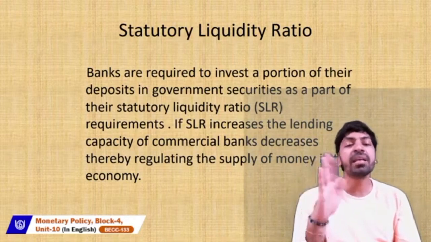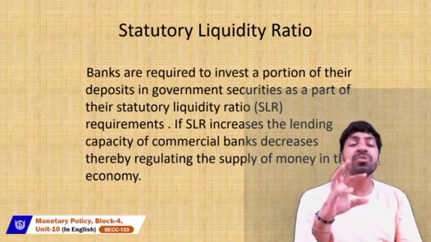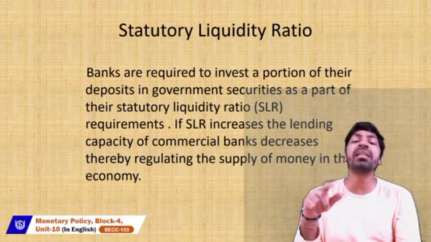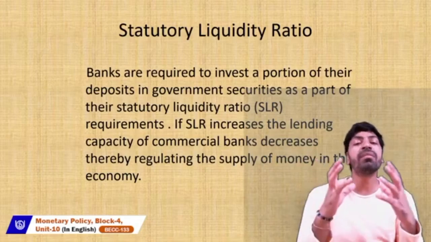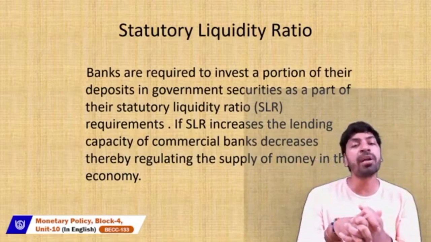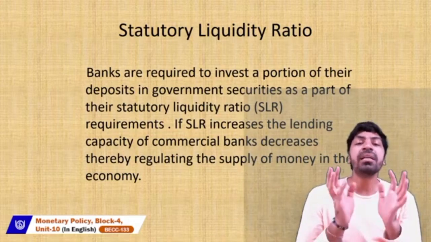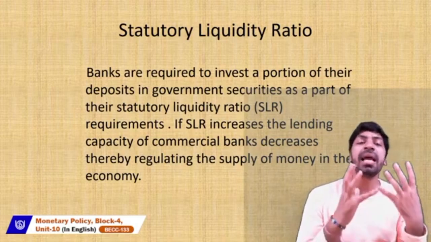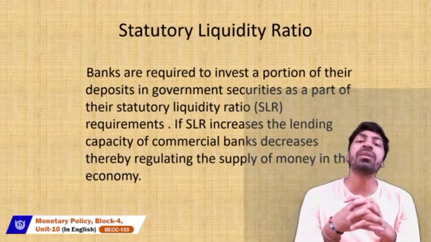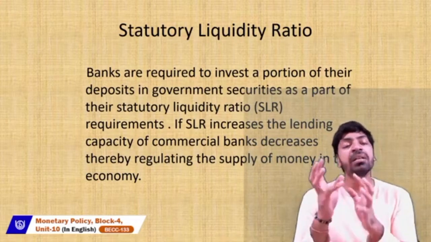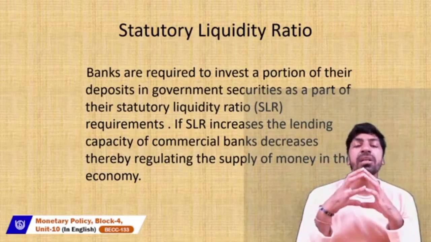If the statutory liquidity ratio increases, the credit capacity of such banks will decrease, and the supply of money in the economy can be regulated through it. Also, in case of emergencies or a financial crisis, the government securities will help the banks to pay off any crisis that may occur in the future. So that's called the statutory liquidity ratio.